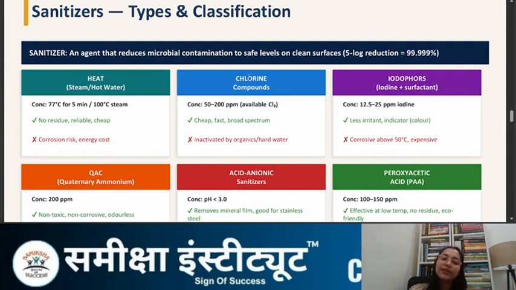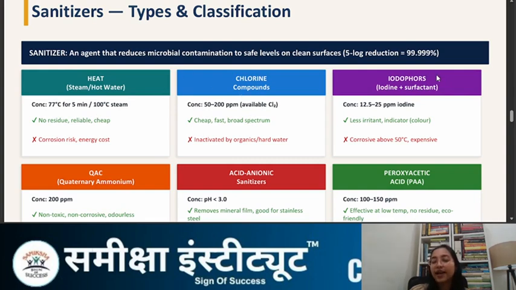Then second is the chlorine compounds. These are cheaper, fast, and broad spectrum. They will act on gram positive and gram negative bacteria. All kinds of bacteria will be affected, and it will reduce the microbial counts. We are using it at a concentration of 50 to 200 ppm to ensure that the chlorine is available. Then what is its disadvantage? It gets inactivated by organic compounds and hard water. So we need to use some caution. We cannot use it in case of hard water and organic compounds. For them, we can go for steam. We can use a combination of methods.